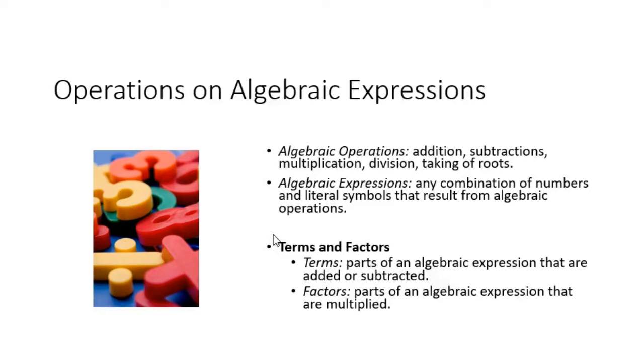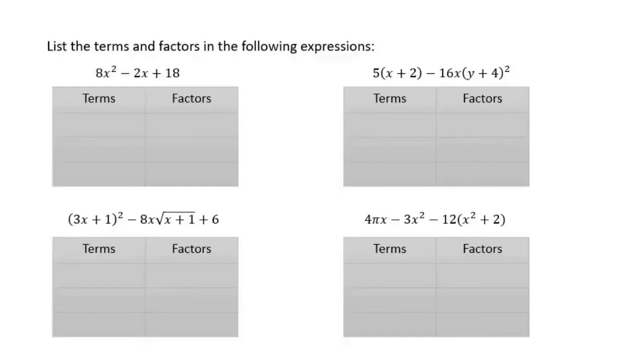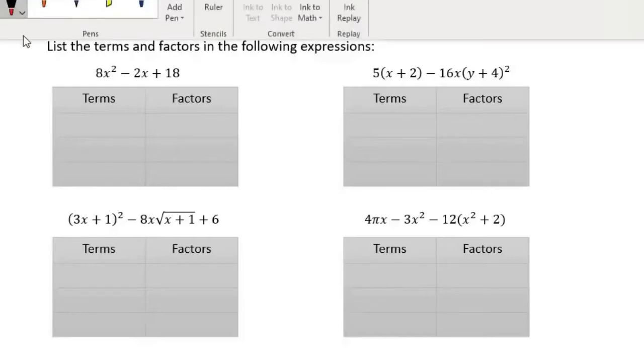But briefly, terms are pieces of an algebraic expression that we add or subtract. So we're looking for plus and minus signs when we're looking to distinguish terms. And factors are parts of an algebraic expression that we multiply together. So we're going to look for terms first, and then have a look at the factors that compose them. We'll do this with 4 examples.